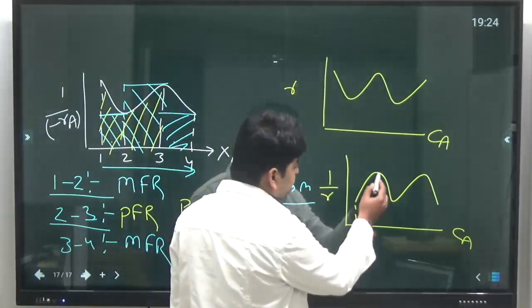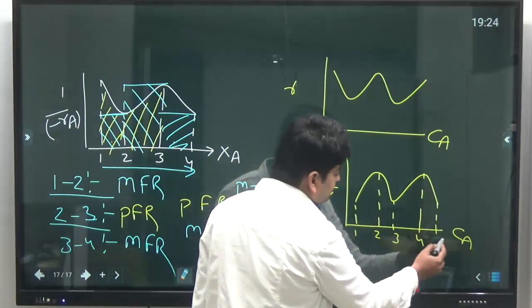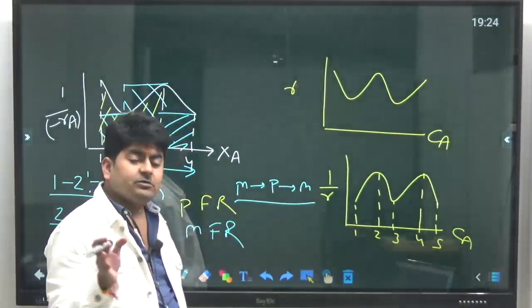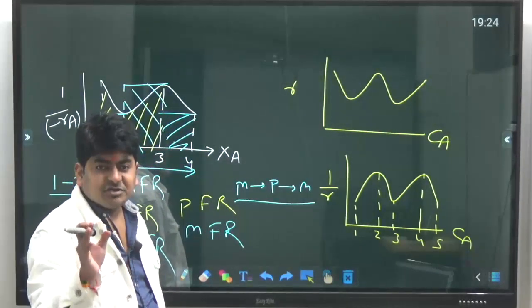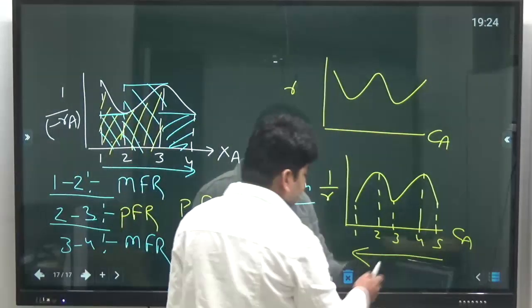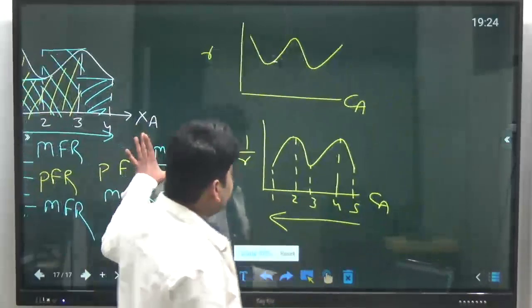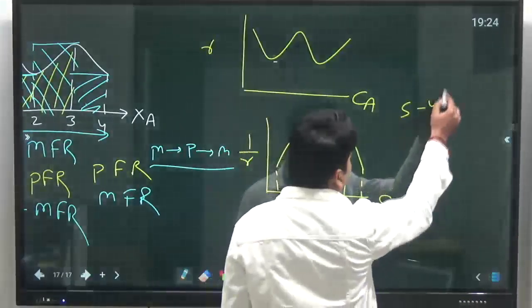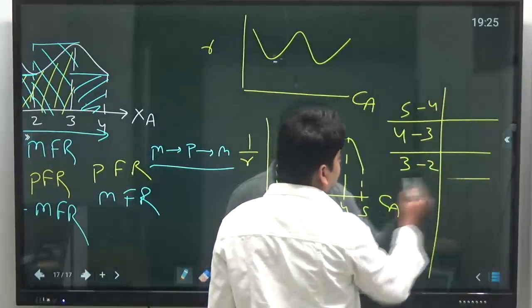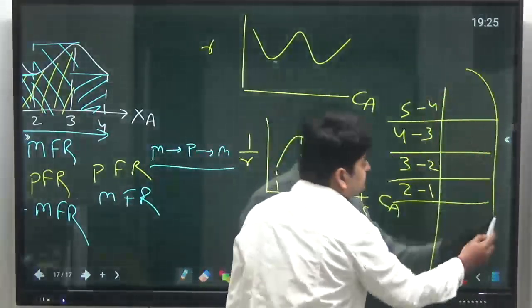Okay. Now the points 1, 2, 3, 4, 5. And what will be the direction? We know that the direction will be simple. Throughout the process, concentration decreases. So the direction of the curve will be like this. The direction of the process will be like this. So first I will use a reactor for 5 to 4, then for 4 to 3, then for 3 to 2, and then for 2 to 1. This will be the sequence for me.